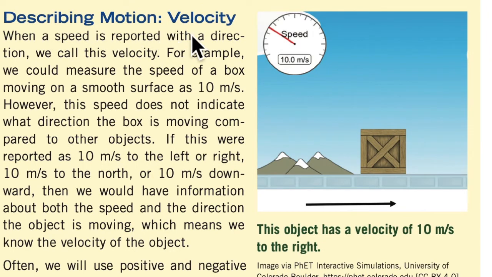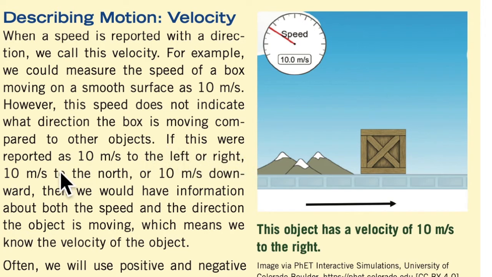Describing motion, velocity. When a speed is reported with a direction, we call this velocity. For example, we could measure the speed of a box moving on a smooth surface as 10 meters per second. However, the speed does not indicate what direction the box is moving compared to other objects.